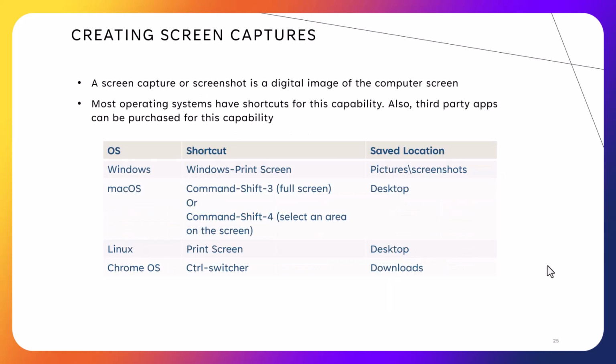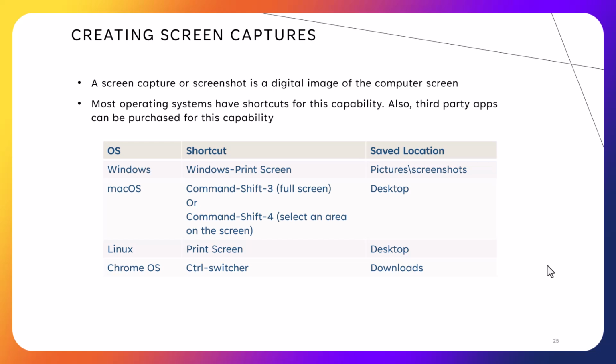Screen captures or screenshots. This is a digital representation of what was on a screen at one point. So basically, it's a graphical image of a screen. Most operating systems have shortcuts for this capability. Unfortunately, some keyboards don't have the print screen. My keyboard here at home, for example, does not have the print screen button. I've got 3 buttons that are programmable on this particular keyboard. It just doesn't use that print screen.